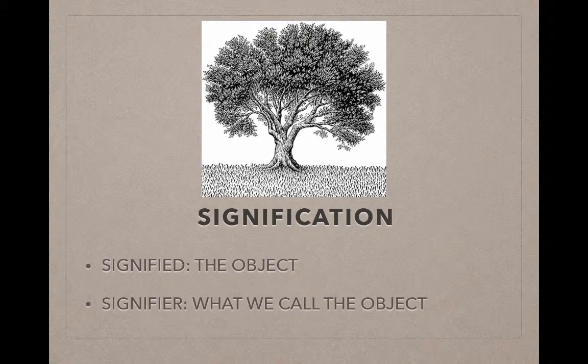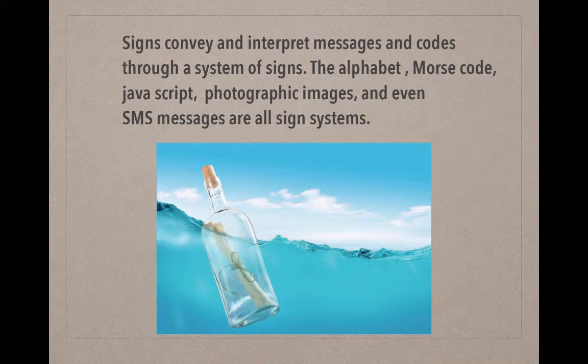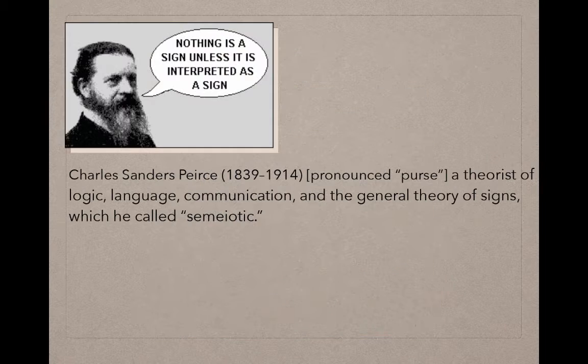Signification is the end result of two processes. One is a signified, the object, in this case the drawing, and the second is a signifier, that's what we call the object. So the relationship of the signified and the signifier is very important, and the end result is signification. Signs convey and interpret messages and codes through a system of signs. The alphabet, Morse code, JavaScript, photographic images, these are all sign systems that we use.